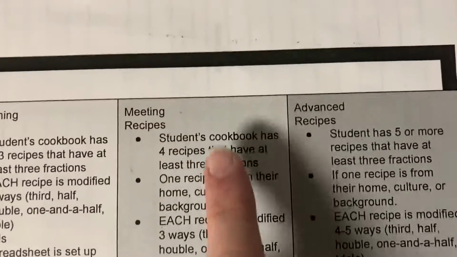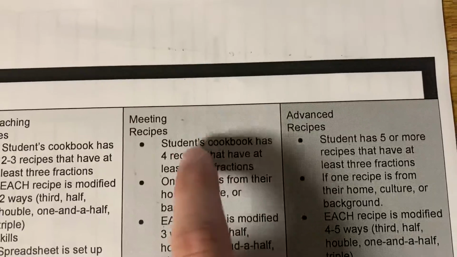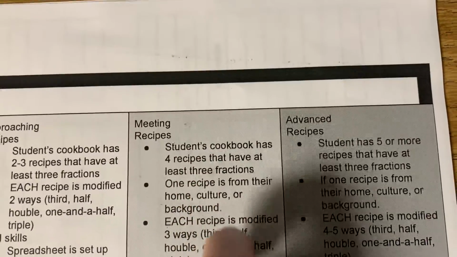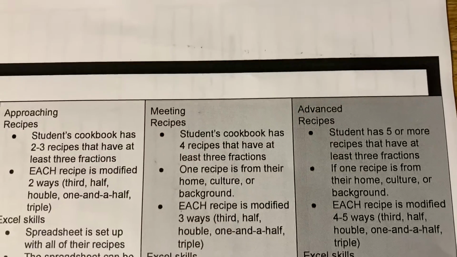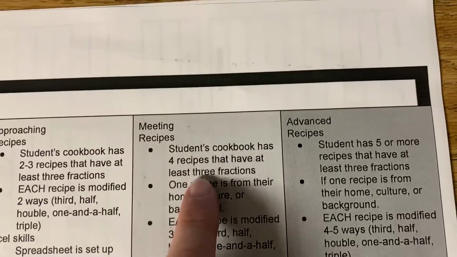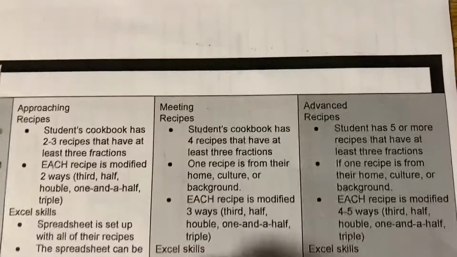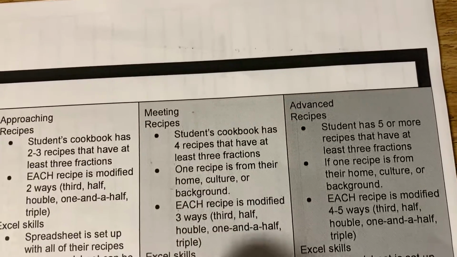You first are going to create your own little student cookbook that's gonna have at least 4 recipes in it that you're gonna get to take home and possibly cook out of, give to your family, whoever you've got at home. So you'll have your own little cookbook that maybe you wanna try out. You need at least 4 recipes, and each recipe needs at least 3 fractions. You get bonus points if at least 1 recipe is from your home, culture, or background.